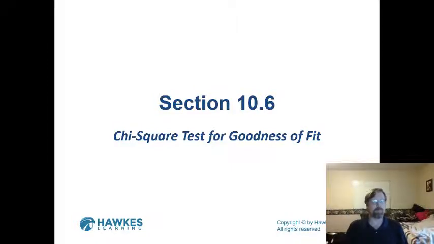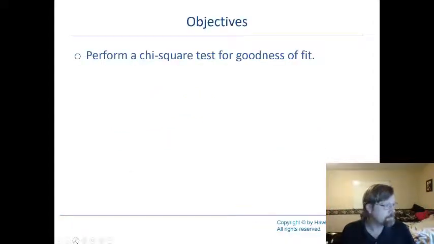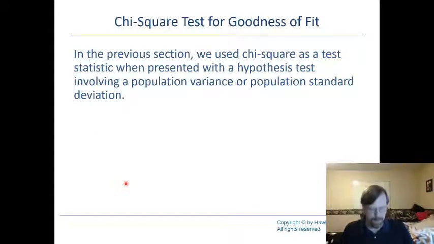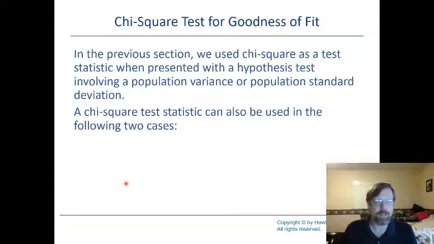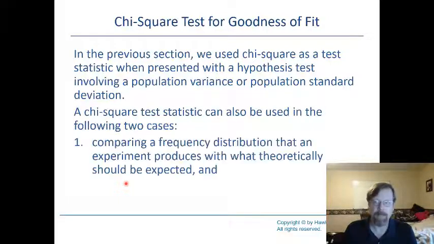Okay, so we're moving on to talk about the chi-squared test for goodness of fit here. All right. So we talked about using chi-squared as a test statistic for a hypothesis test regarding a variance or standard deviation. There's a couple other cases we can also use the chi-squared test for.